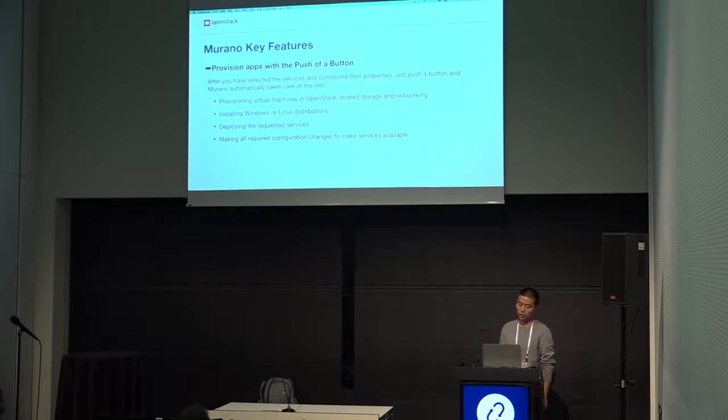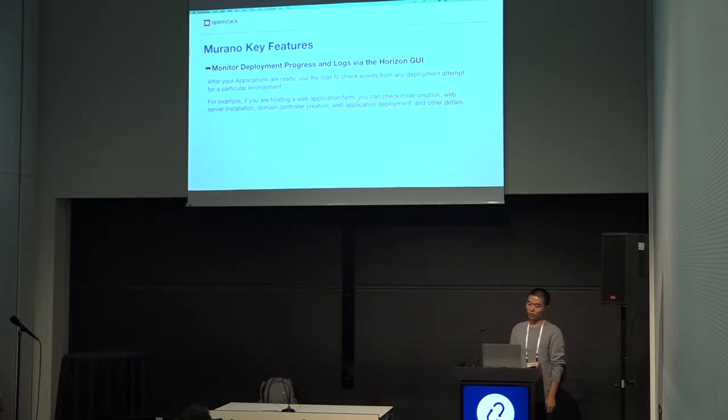The third one is that users can provision apps with one click. After the user selects the service and configures the properties, they just push a button, and Murano automatically takes care of the rest. The rest is provisioning virtual machines in OpenStack, the network and the storage, then installing the VM's OS, and then deploying the requested service like WordPress or any other service, making all the requested configuration to make the service available. So with one click, you can deploy the apps.